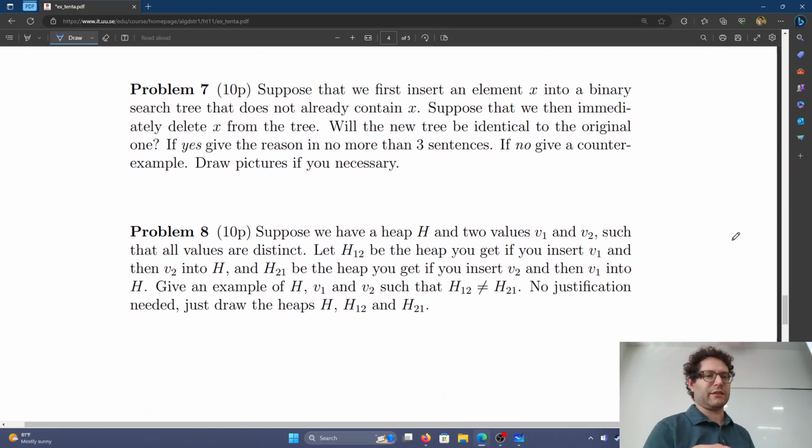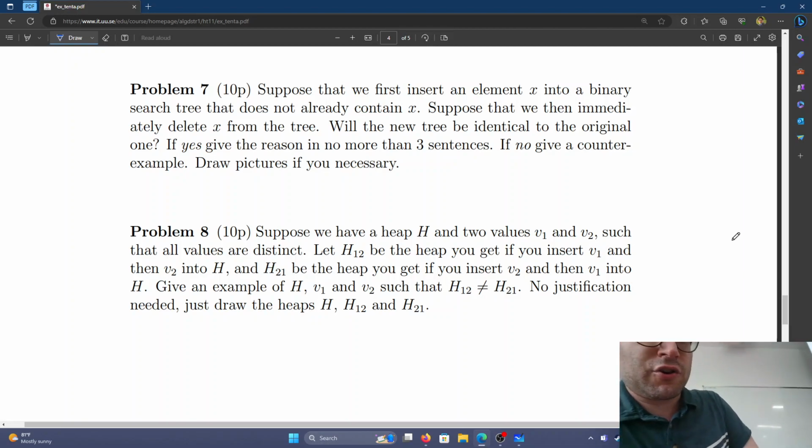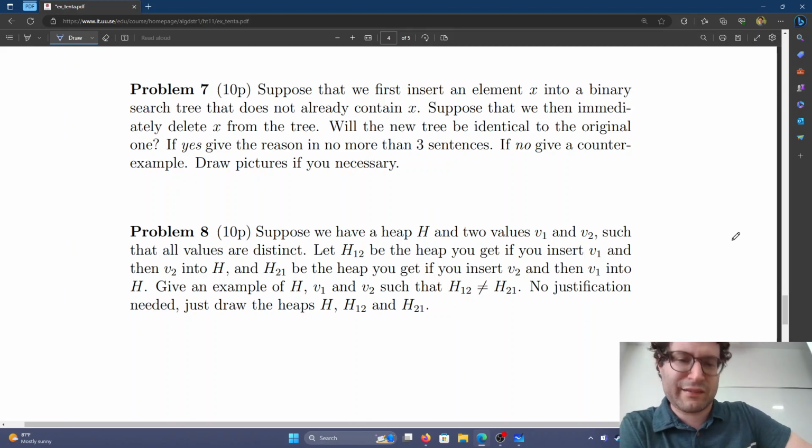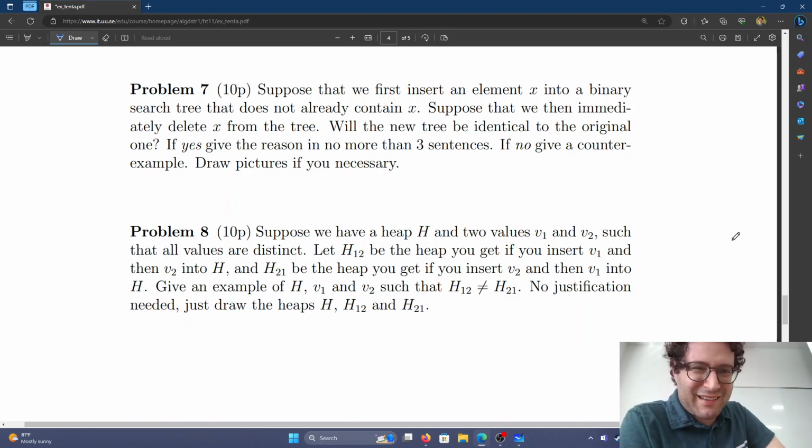Now, I really like this problem 7. Suppose we first insert an element x into a binary search tree that does not already contain x. Suppose then we immediately delete the x from the tree. Will the new tree be identical to the original one? If yes, give no more than 3 sentences. If no, give a counterexample. Draw pictures if necessary. I didn't write the final exam, but it's fine.